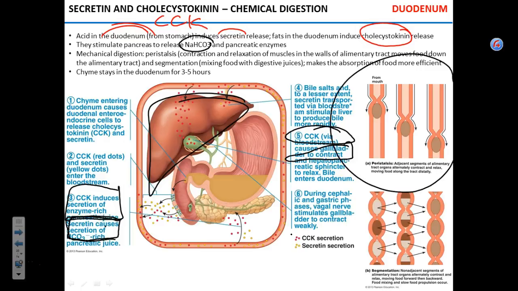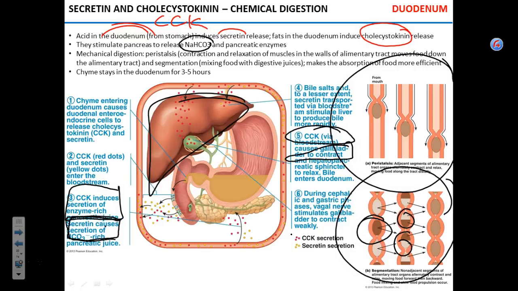Mechanical digestion. I find mechanical digestion pretty boring. There's peristalsis, obviously. It's pretty slow. And there's segmentation. The purpose of segmentation, you can see here in this picture in the right bottom corner of this slide. This is a bolus of food, and the activity of the circular smooth muscles breaks it apart and mixes it with the digestive juices. That's the whole purpose.